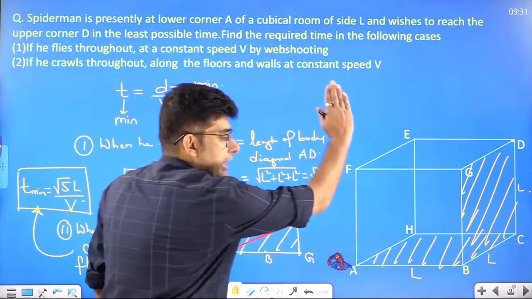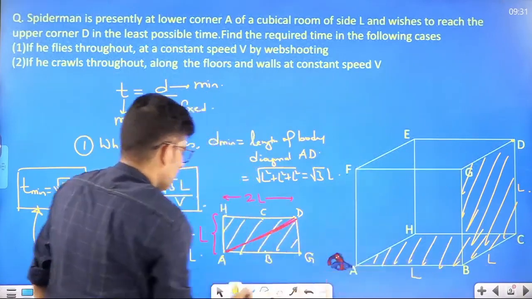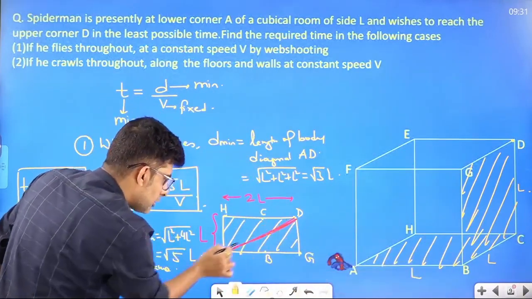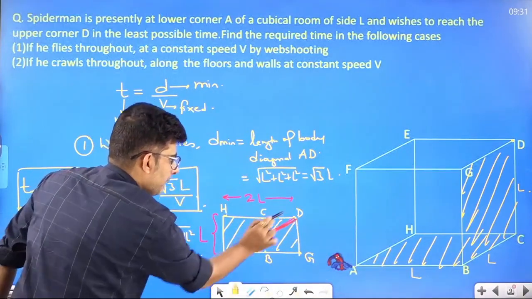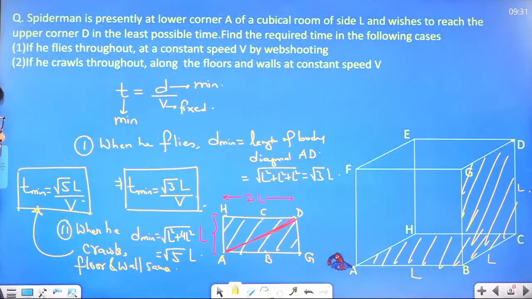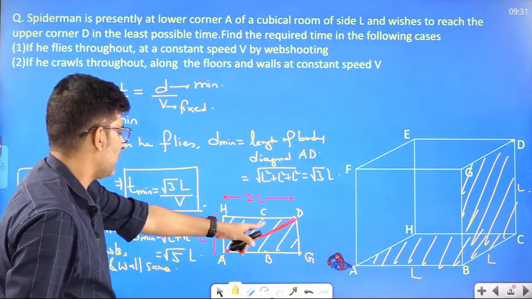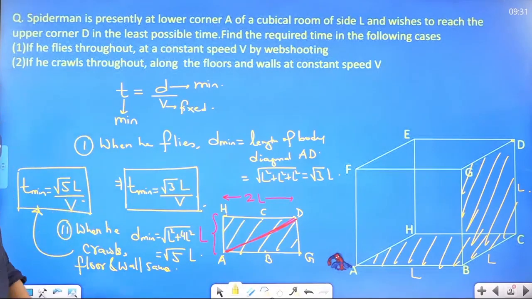I have just made the wall horizontal. So now A to D, the shortest path will be this one. So if we select the shortest path, this is what we get as the answer, root 5L by V. I hope it is clear to all of you.